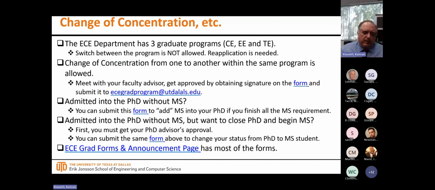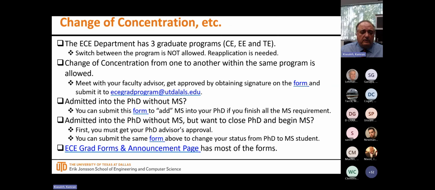Here's an important point. Very often, the students ask us, "Well, I don't want to be a CE student. I want to be an EE student." Or I'm going to be a CE student. Is that a simple change? The ECE department has, again, 3 graduate programs. Switching between programs is not allowed. Reapplication is needed. So you have to actually reapply.